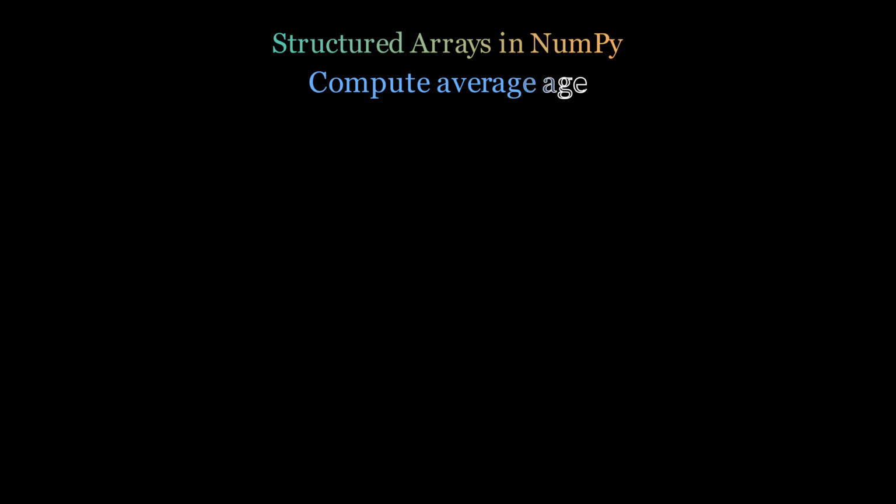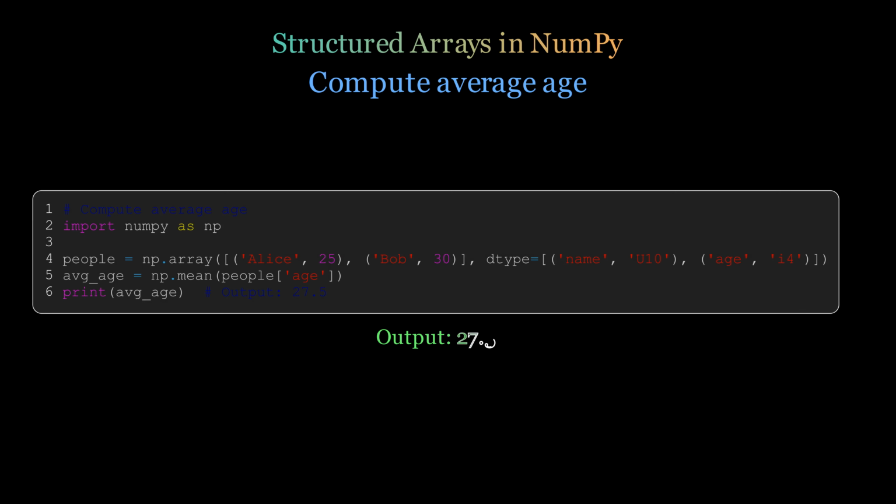Numerical operations can be performed on individual fields. Here we calculate the average age by accessing the age field directly. This field-based computation is efficient and readable.